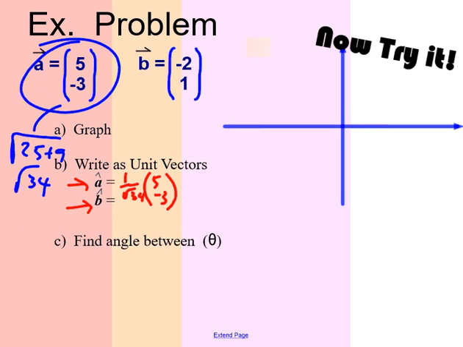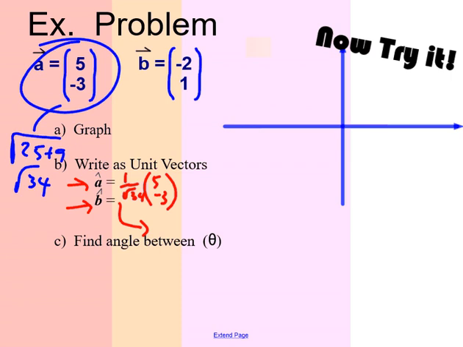Now, could you actually multiply it out? Yes. And if you did, it's not super hard. It'd just be 5 over root 34 and negative 3 over root 34. All right. Now, I found the unit vector for A. You figure out the unit vector for B. It's a lot like the other one.